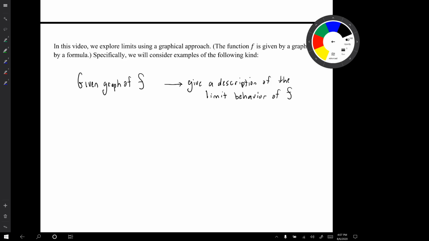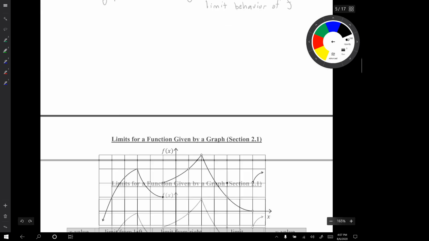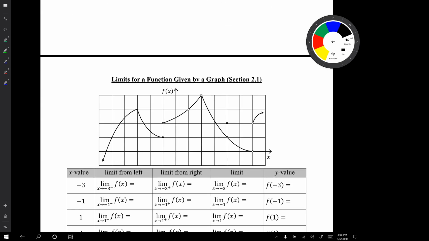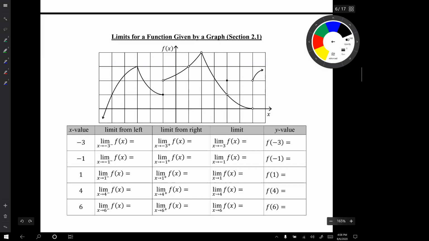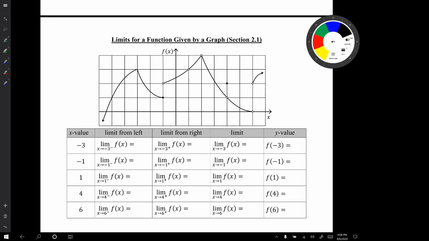Given a graph of f, give a description of the limit behavior of f. Here we go. Here's the given graph of the function f. And in the table below, you can see that we are asked for the limit behavior. In this third column of the table, we're being asked to describe the limits of f in different situations. We're asked for some other stuff as well.